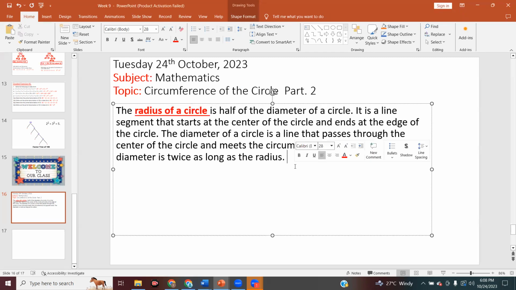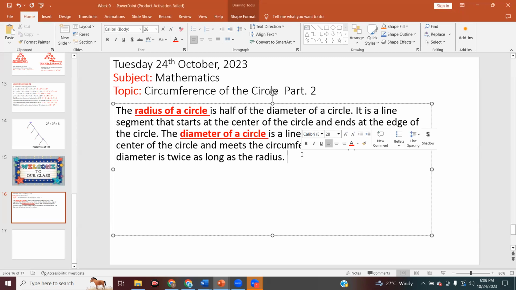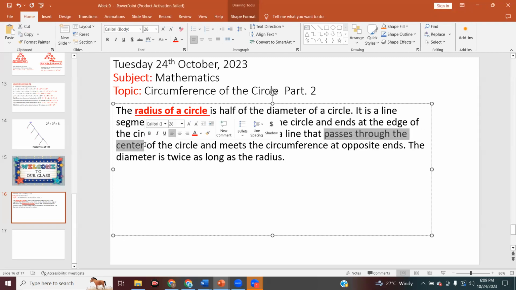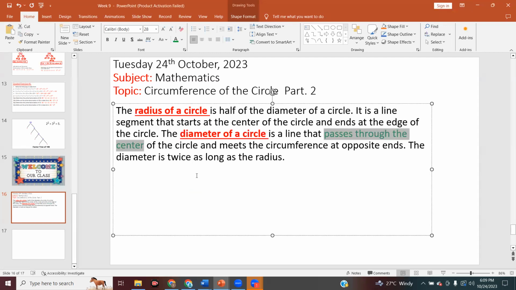The radius of the circle, like I said, starts from the center of the circle and goes to the circumference of the circle. And the diameter of the circle starts from one end of the circle and ends at the other end of the circle, but it must pass through the center of the circle. That's very important. Don't take that for granted. If it doesn't pass through the center of the circle, it's just simply a chord.